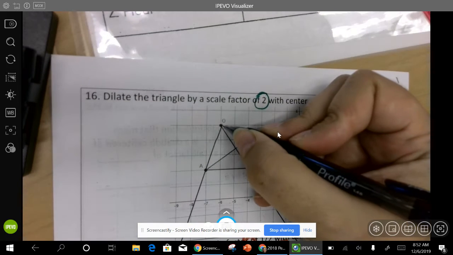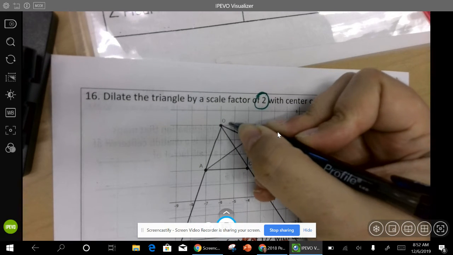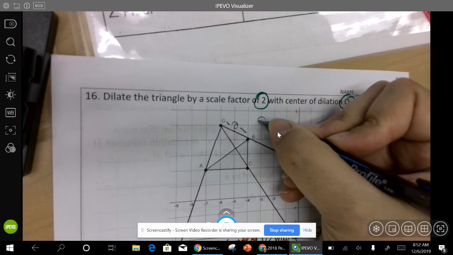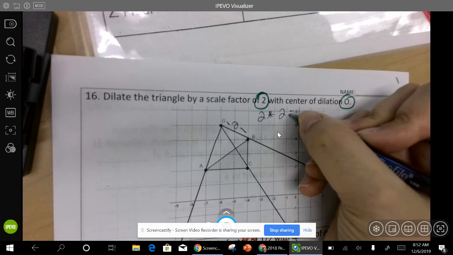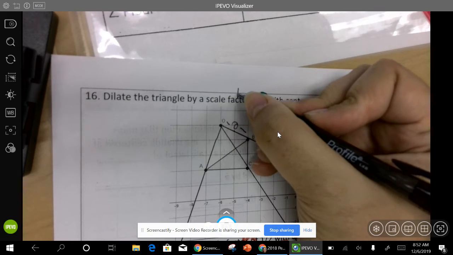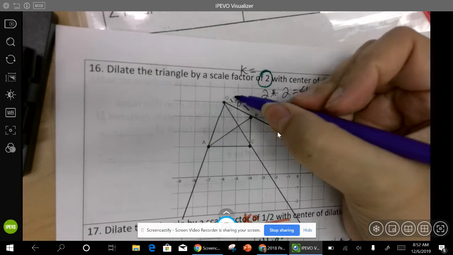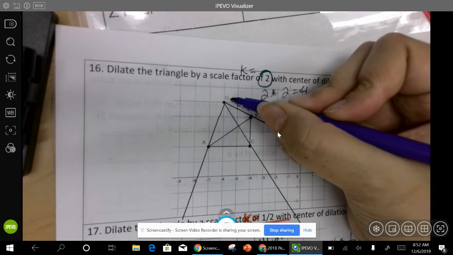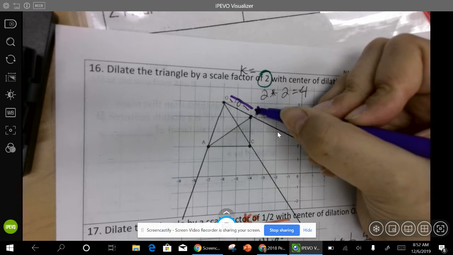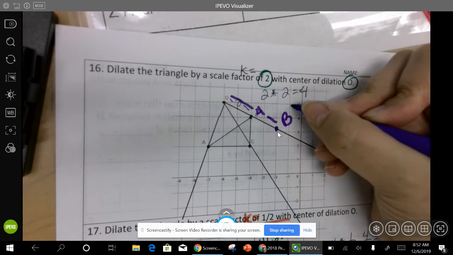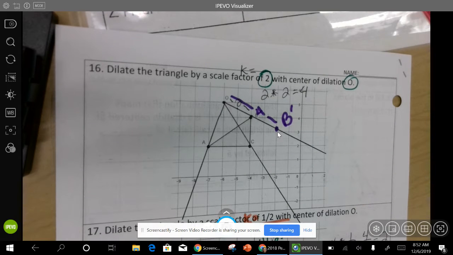Okay, so I look at this one and it's 1, 2. So 2 times 2 is 4. Everybody remember scale factor is K. So it is going to be 4. So now I'm going to go 1, 2, 4. And same with the next one.